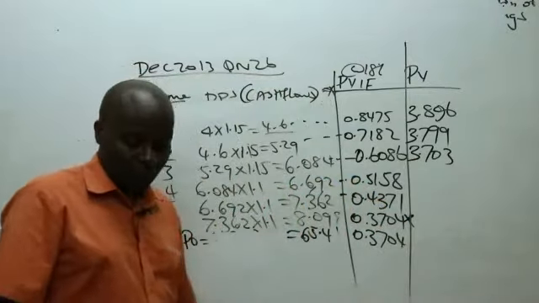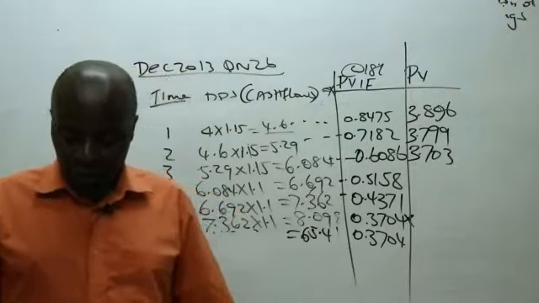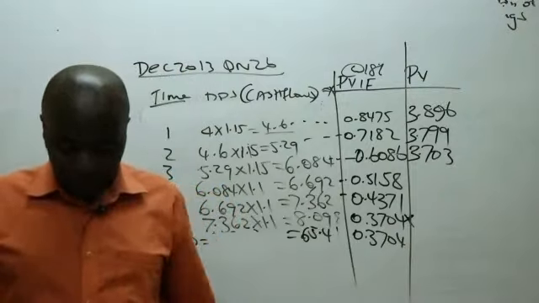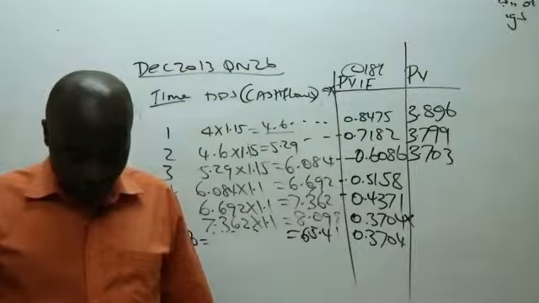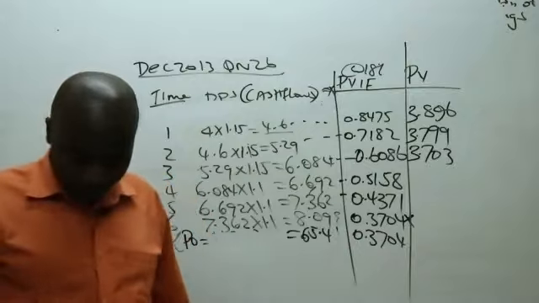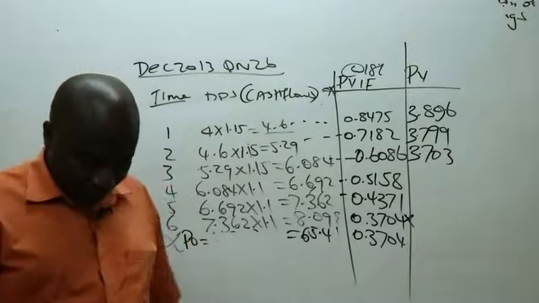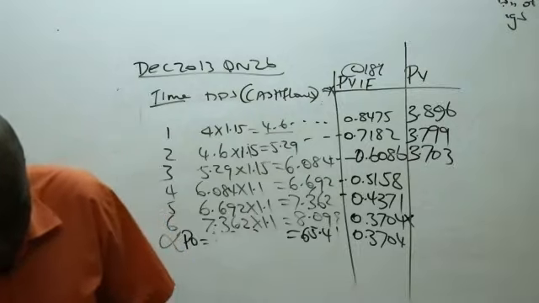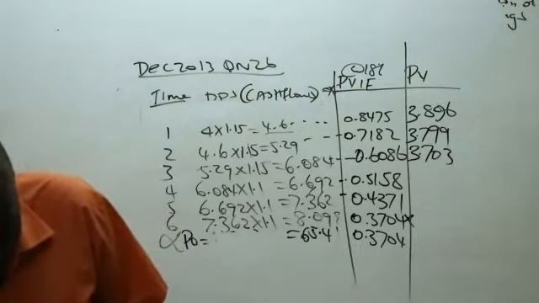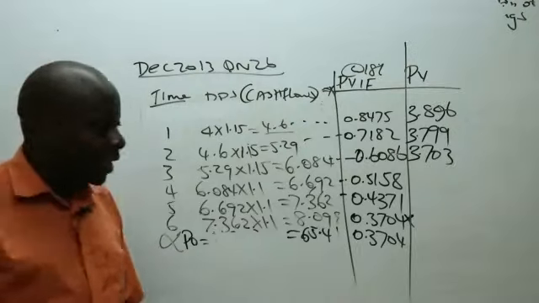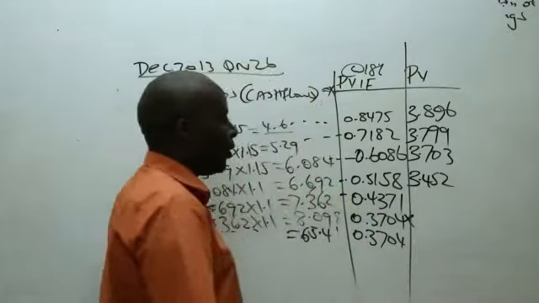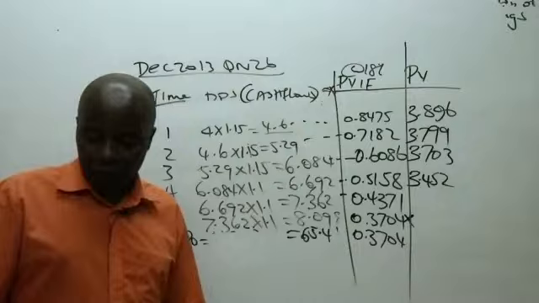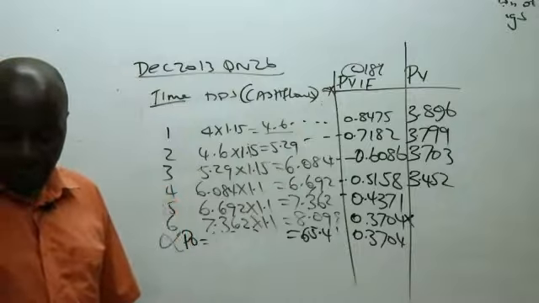Please give me all the others very fast so that I can get out of this particular question. So we have the next one as 3.452.